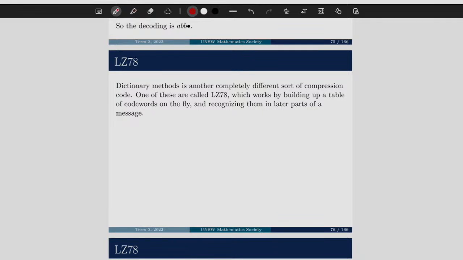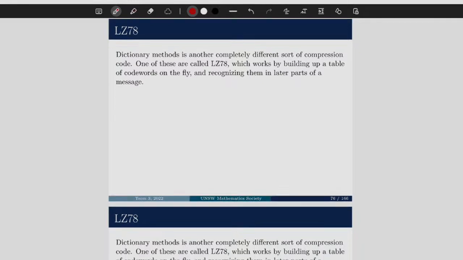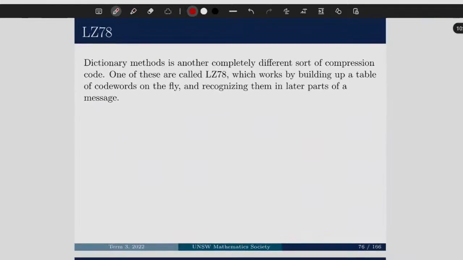But LZ78, if everyone's all cool with that. Ooh, we are doing pretty well for time. That's so cool, guys. Oh my god.